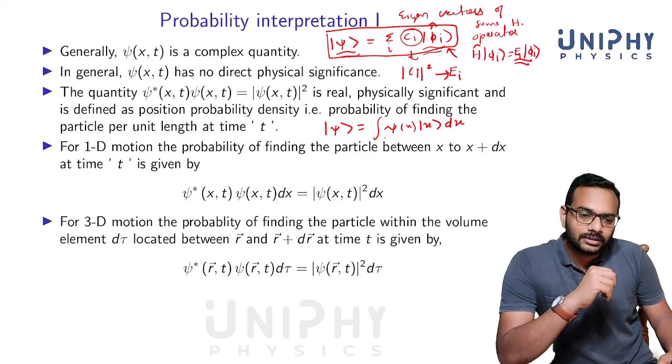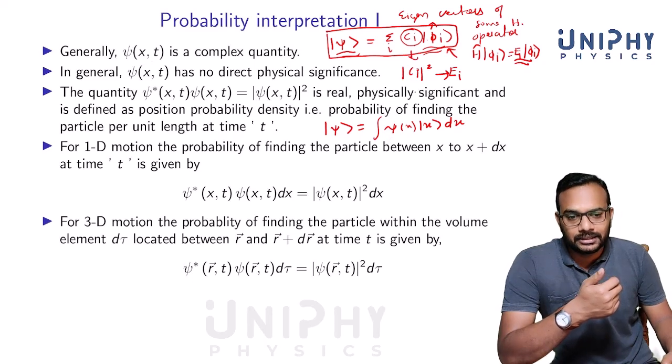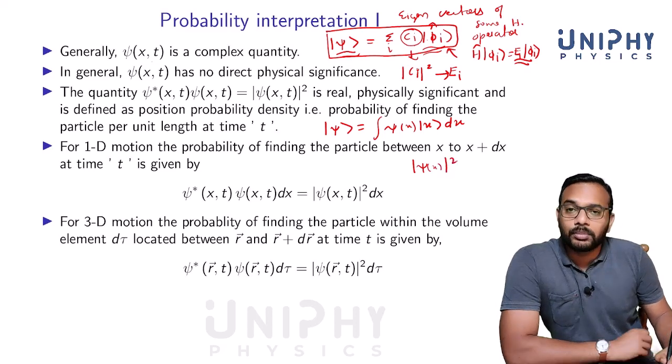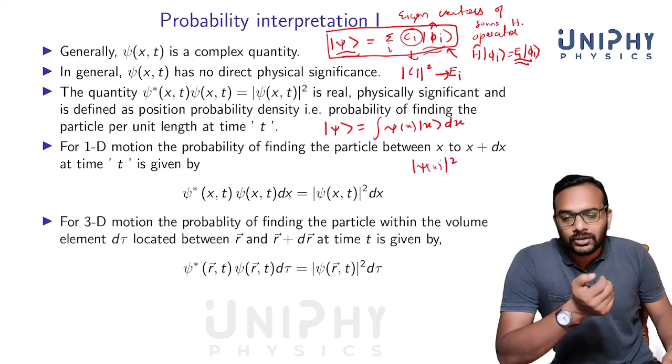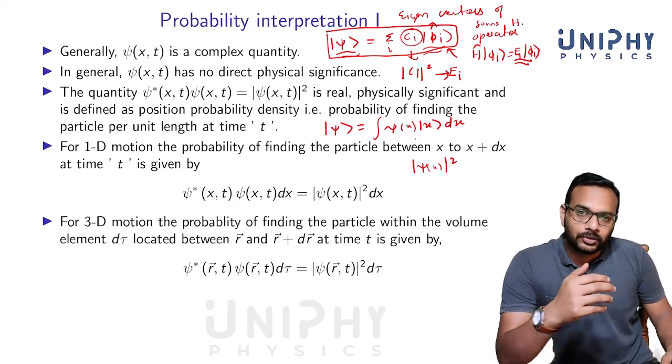So you cannot simply add them, it's continuous. So instead of the summation here, you have an integration. Here the modulus of Ci squared is the probability, while here the modulus of psi of x squared is the probability density. It cannot be the probability because this is continuous and we have an infinite number of possible positions.